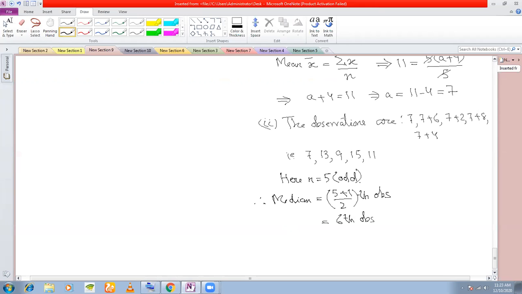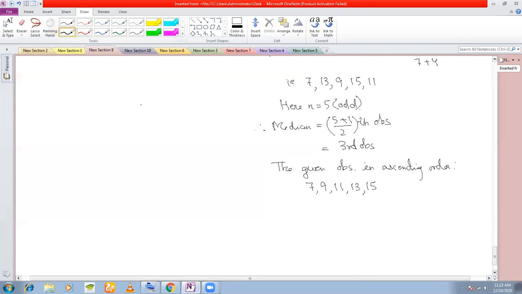But the problem is we will not be able to locate the third observation unless we arrange in ascending order. So let us arrange the given observations in ascending order: 7, 9, 11, 13, and 15. The third observation now is 11.